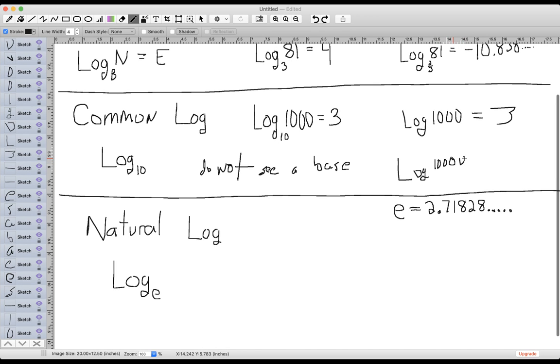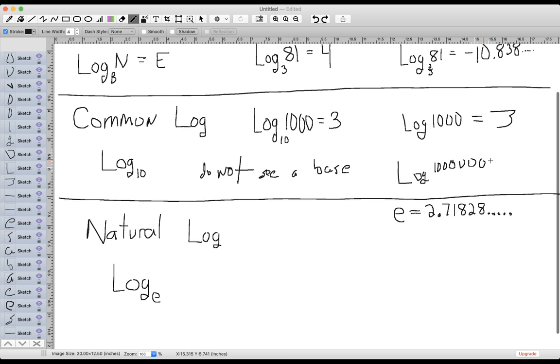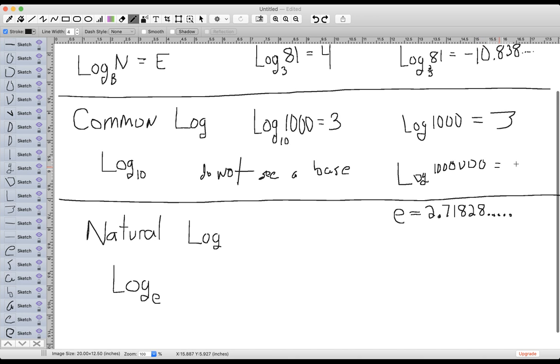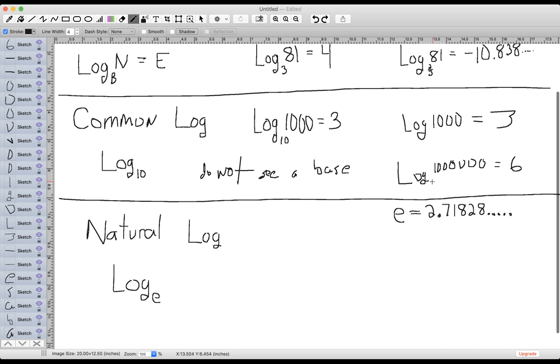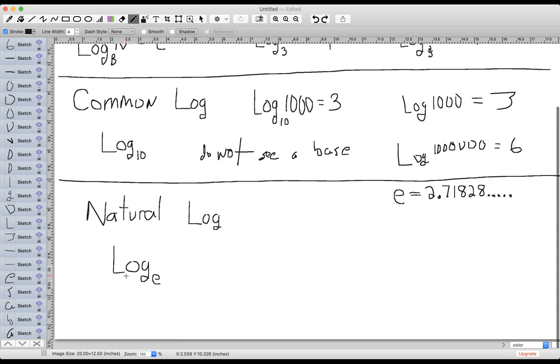So again, log of 1,000,000, that was supposed to be a 0 there, is going to be 6, because it takes 10 six times multiplied together to get 1,000,000. I don't need to write the base. The other one that we use is a log base e.